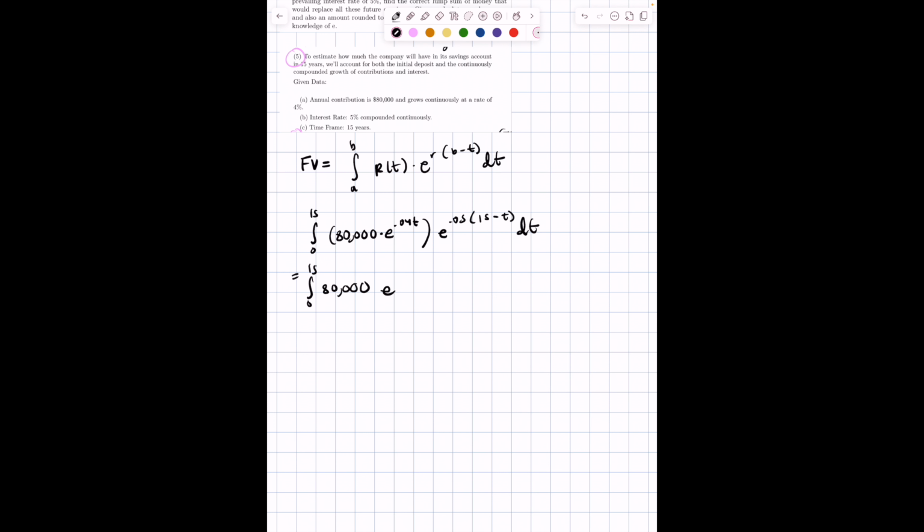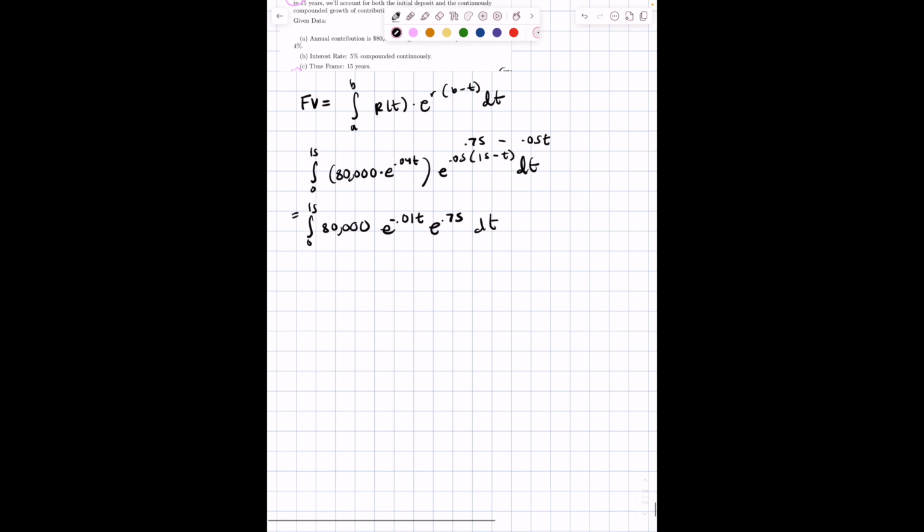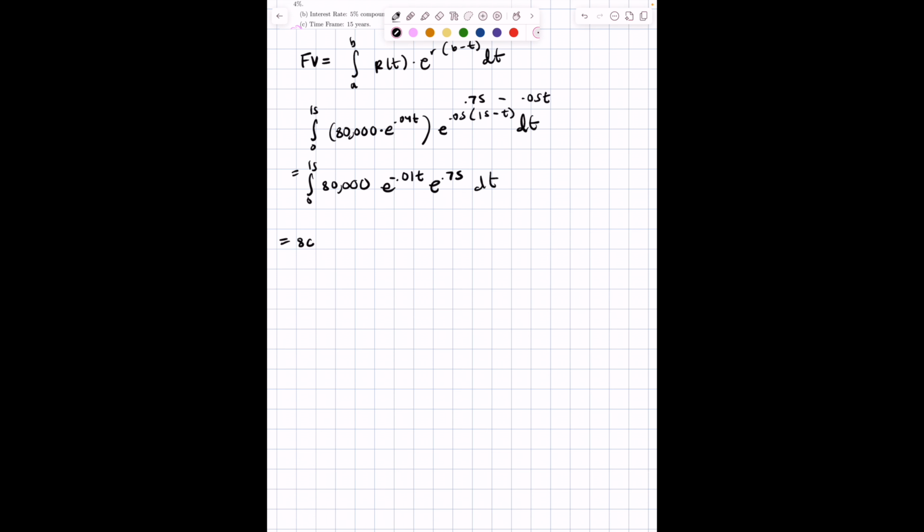So from 0 to 15, 80,000 e to the, well, 0.05 times 15 is just 0.75. And then 0.05t minus. So I'm going to combine the minus 0.05t with the plus 0.04t, so I get net negative 0.01t, times e to the 0.75 dt. Okay, and what to notice here, I have a constant 80,000, but I also have this e to the 0.75 constant, so I'll just put this all to the front. And then we're just evaluating this integral now.